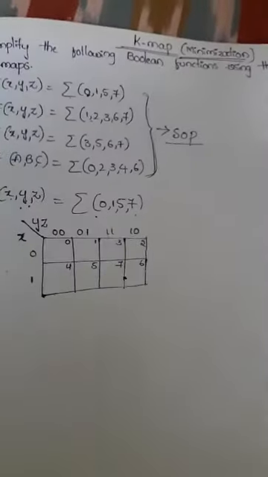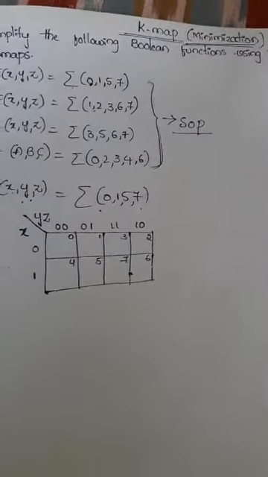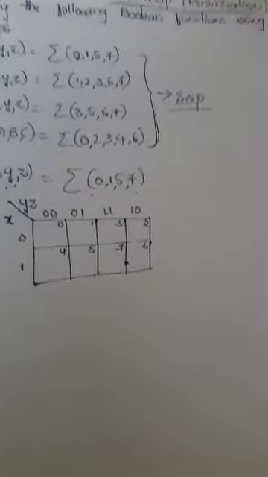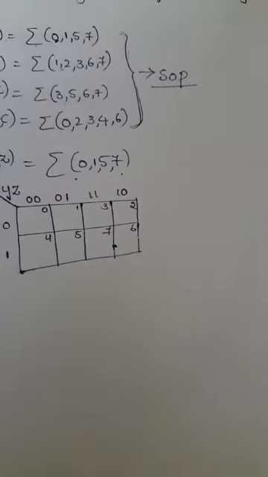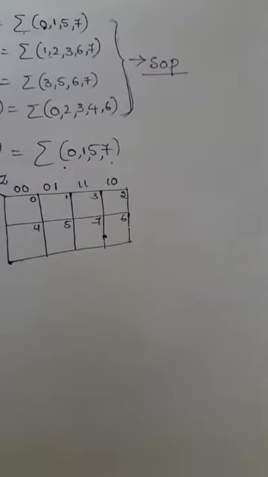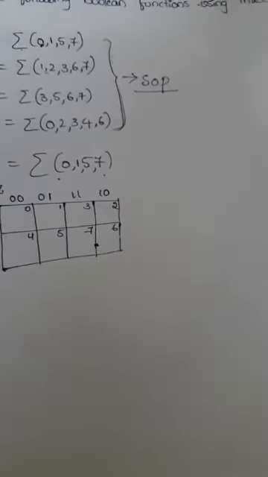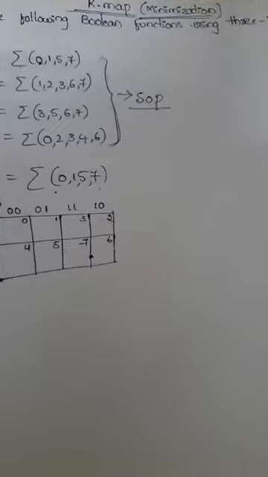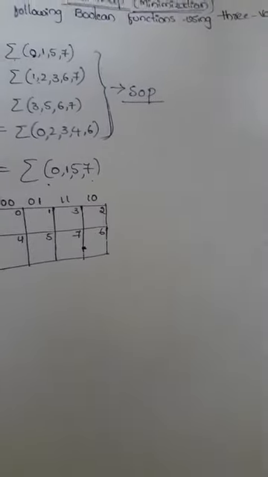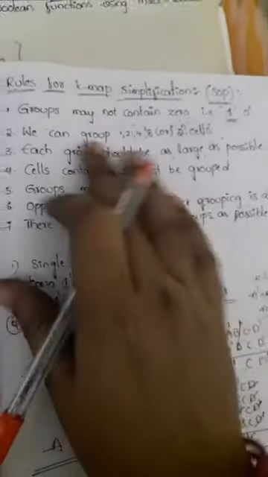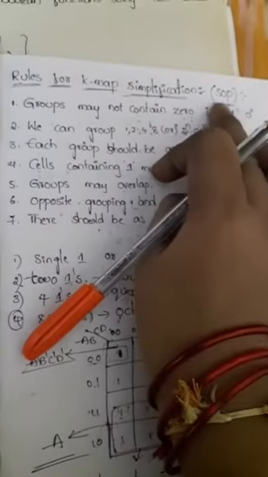Okay, so just refer to the notes. You can follow and check the rules in that SOP method, what rules we have in that SOP method. Just refer to the notes and you can understand. The first point in the rules is that groups may not contain 0. So these are the rules for K-map simplification of SOP form.